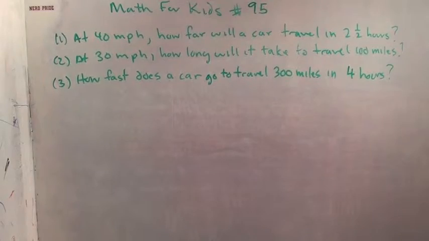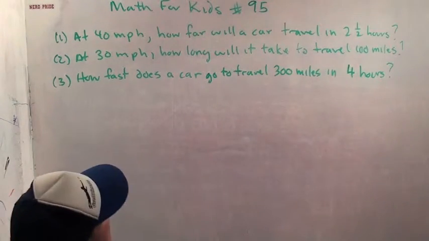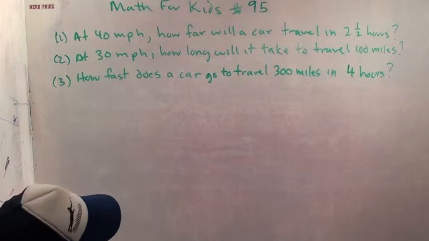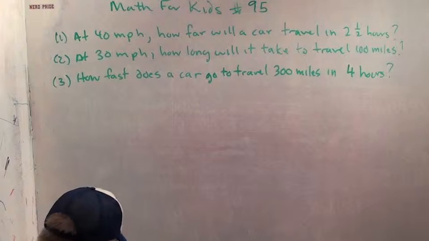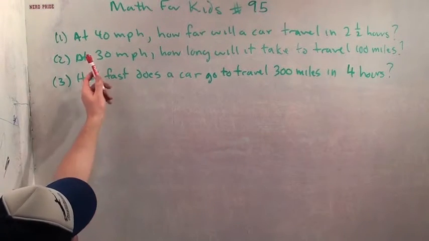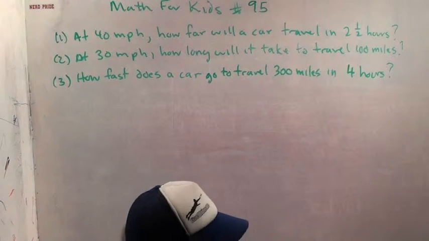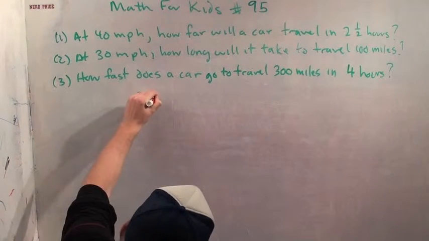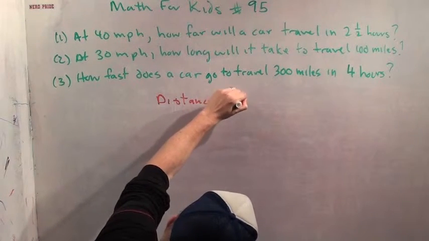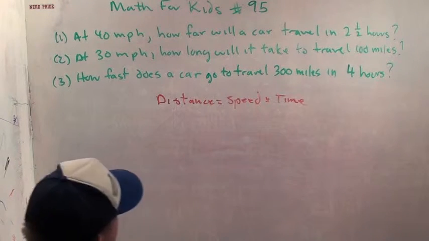Okay, problem number 1. At 40 miles per hour, how far will a car travel in 2.5 hours? So what equation are we going to be using here of the 3 we looked at above? And what is the distance equation? Distance equals speed times time.